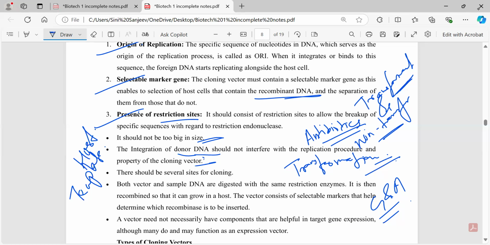Third one is that there should be several sites for cloning. It's not that only one site will be there for the cloning, so it will become difficult for that process to complete. So there should be several sites for cloning.